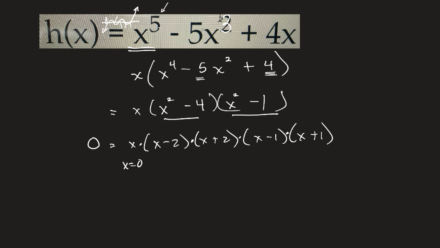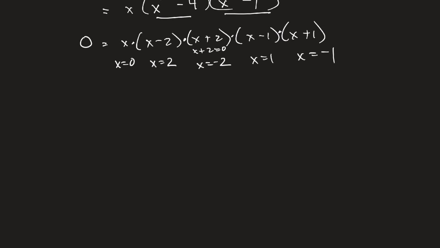So I'll get x is equal to 0, x minus 2 is 0, so that's x equals 2. x plus 2 equals 0. And then if you move the 2 to the other side, it becomes a negative 2. So this would be x equals 1, and this is x equals negative 1.